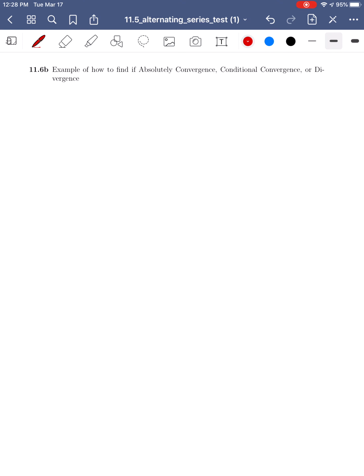All right, so let's do an example of figuring out if a series is absolutely convergent, conditionally convergent, or divergent. The series we're going to consider is the following: the series from n equals 1 to infinity of cosine of n all over n squared. Now, what's tricky about this series is that it is not alternating.